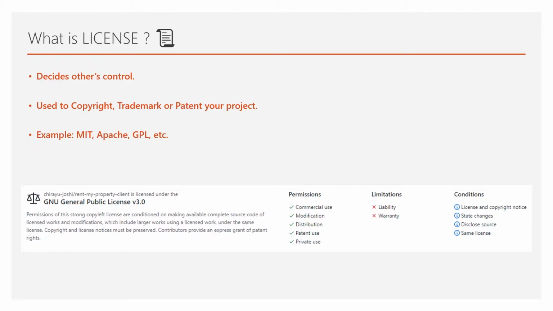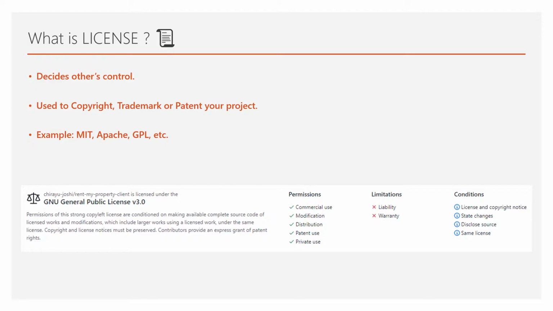Among these licenses, MIT is one of the most liberal licenses. By using the MIT license in your project, you tell your users that you can do anything with my project. But what you just can't do is blame me if you face any loss by using my project.